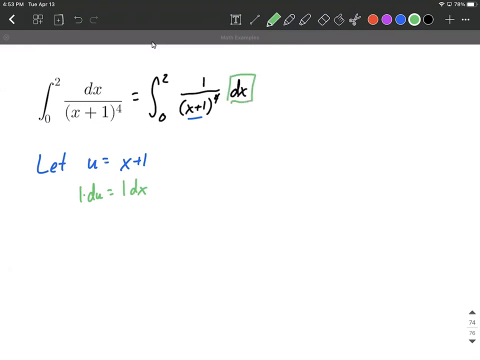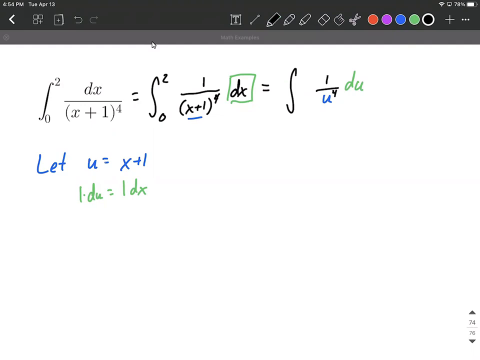So the dx we can replace with du, and then the x plus 1 we can replace as well. That's going to be replaced with u. So 1 over u goes in here, raised to the fourth power still. And then the dx becomes a du, because from our green equation in the bottom left, you can see that dx equals du.